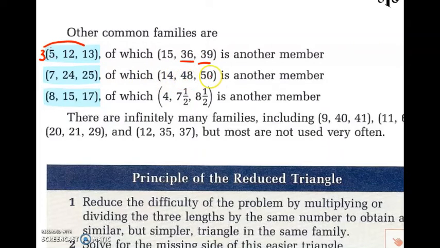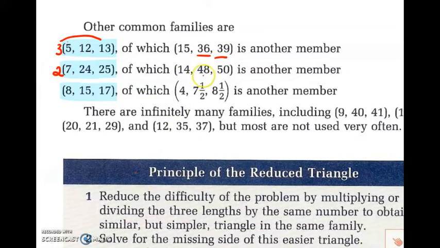So 14, 48, and 50 also have a common factor. If we factor out the 2, we can see that it is just 2 times the 7, 24, 25 triangle.